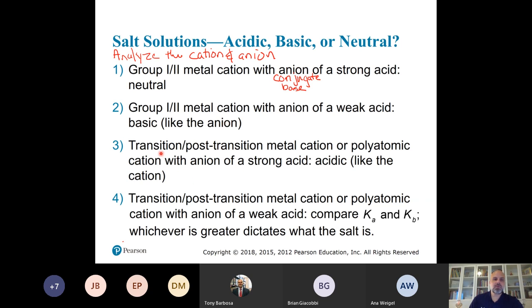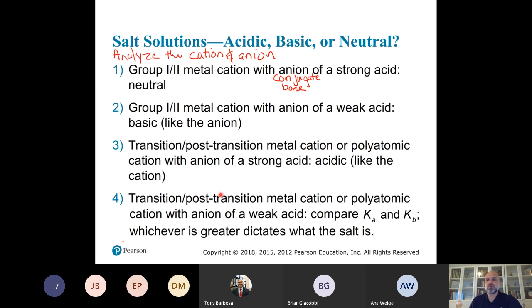And then we have a post-transition or transition metal cation, or some type of polyatomic cation. We know that when we react these with water, they form acidic solutions. If we combine them with the anion, or conjugate base, of a strong acid, which is neutral, we end up with an acidic overall solution. That comes from the fact that we have this transition or post-transition metal cation. We'll go through some examples of this. So the cation dominates in this case.